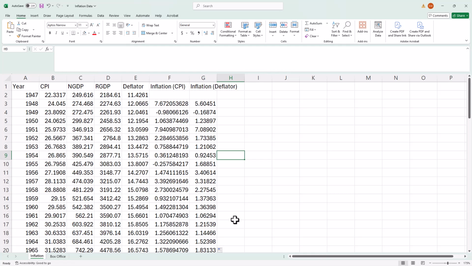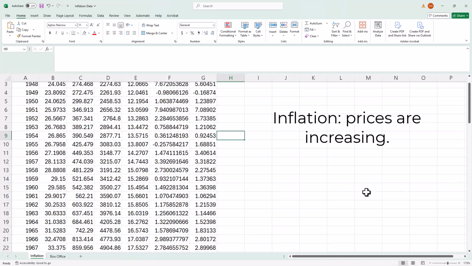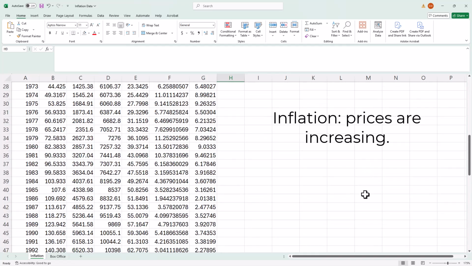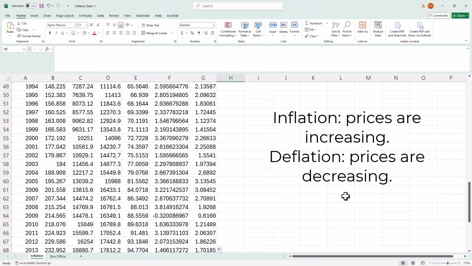It's generally more common to use the inflation based on the CPI when it comes to thinking about consumers like you and me, because it's based directly on what we consume. Remember that when the inflation rate is positive, that tells us that prices are going up. And in general, most of the time that is the case. The higher the inflation rate, the faster the price level is increasing. If it's negative, which does occasionally happen, we have deflation, which means that the price level is going down.